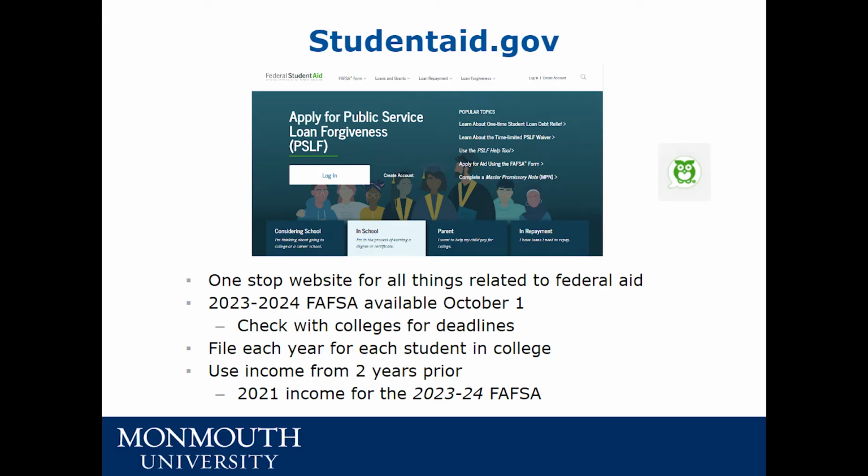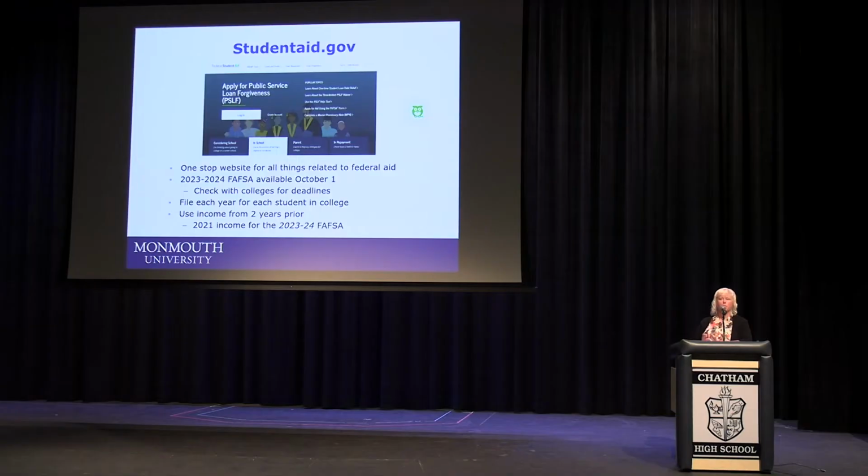So first thing I want to tell you about is a website. It is studentaid.gov. This is the federal government's one-stop shop for everything related to federal financial aid. You can learn on studentaid.gov about all of the federal aid programs. You can complete the FAFSA. You can complete federal loan applications. If you do borrow, you can manage them after you're out of school. So lots of functionality on this website.